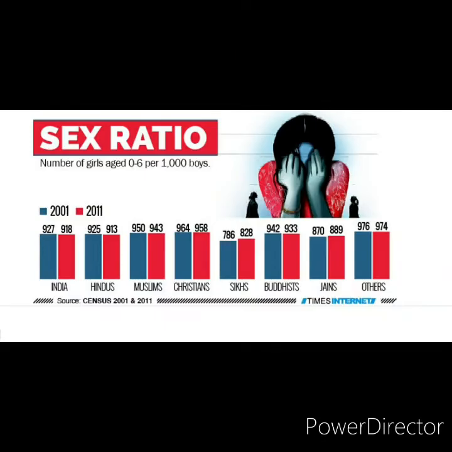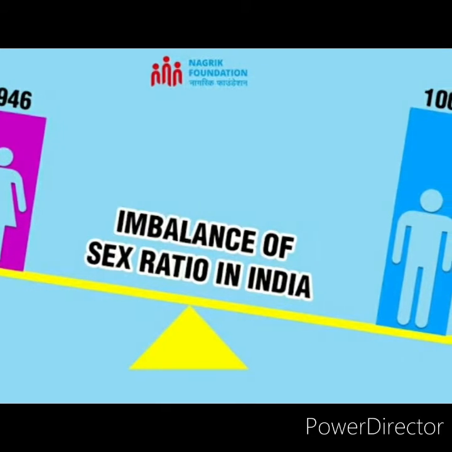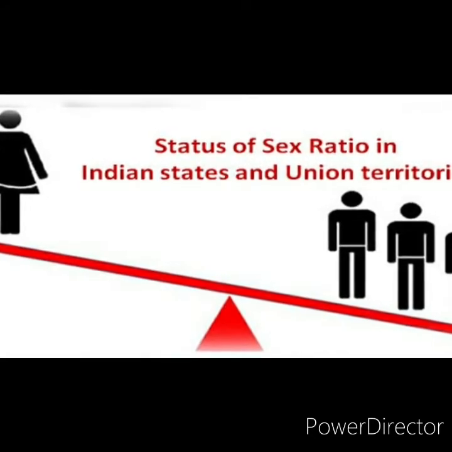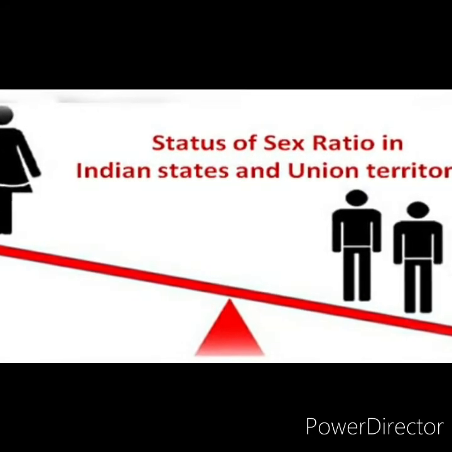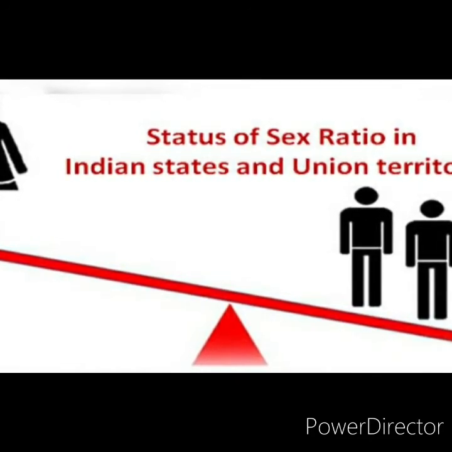Sex ratio refers to the number of females per thousand males. In India, the sex ratio is more favorable to males than to females. In Kerala, the adult sex ratio is 1084 as in 2011, and Haryana has the lowest sex ratio.